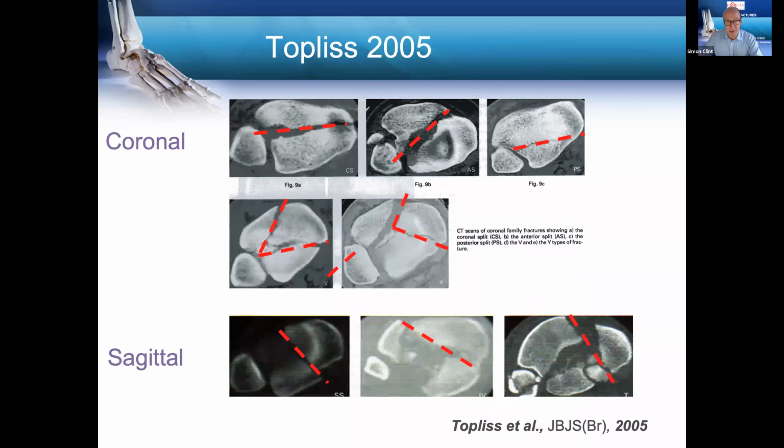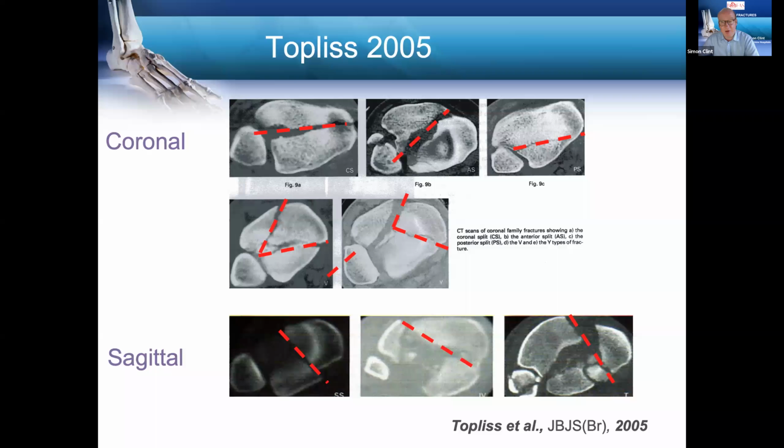More recently, Claire Topliss, who I believe gave you a lecture earlier in this course, came up with a CT-based classification of Pilon fractures. And this is a rather pragmatic classification system which broadly divided all the Pilon fractures they looked at, and they looked at 128 cases, into 2 families, the coronal family and the sagittal family, based on the orientation of the primary fracture line.